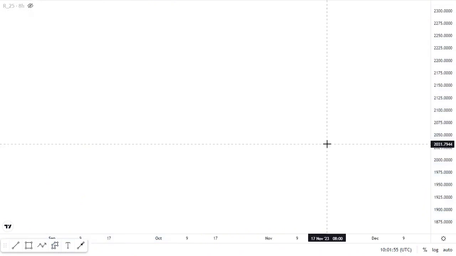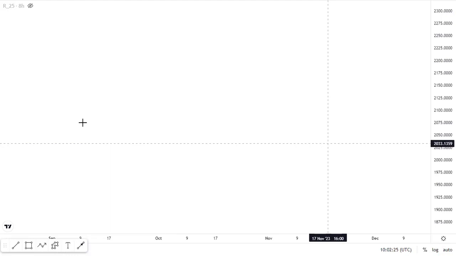Now, when you hear the name sponsored candle, what comes to your mind? Sponsored simply means this is a particular candle that initiates a particular move. It is the candle that initiated a particular move. You know, candle is different from move, guys. That particular candle was the candle that initiated a particular move.